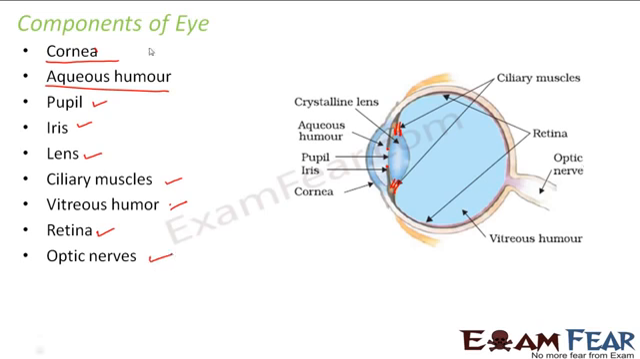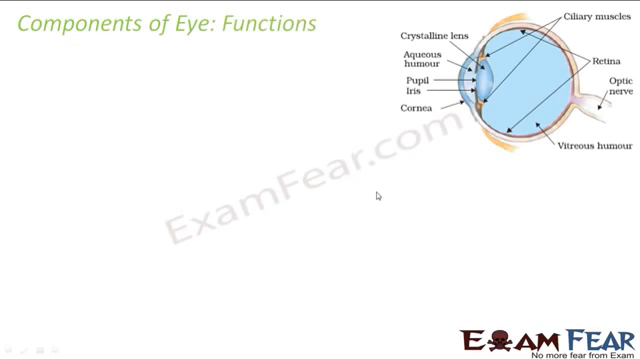So now that we are aware of the structure of the eye, we will look at the functioning of each of these parts. Now let us look at the function of each of the components of the eye. So whatever components we discussed in the previous slide, we will see what is the function of each of them.